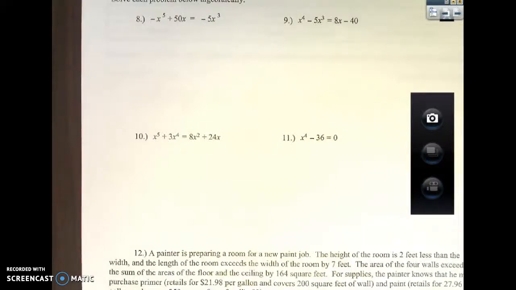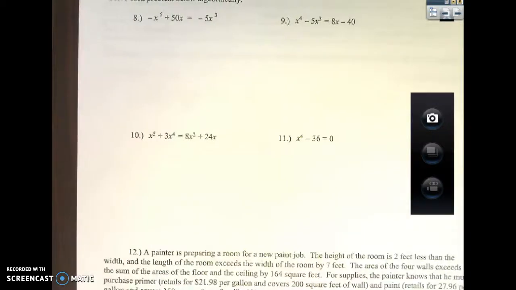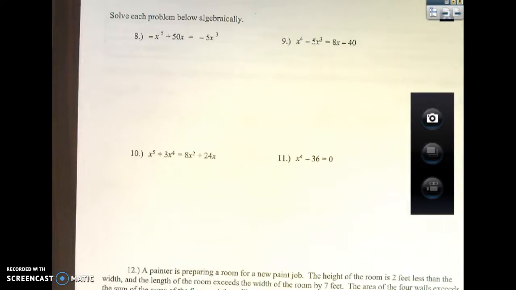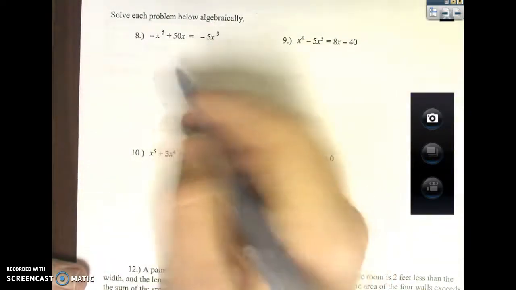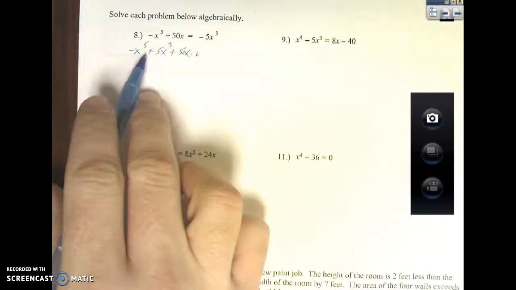Okay, ladies and gentlemen, this is the second video to wrap up our little second review for this test. So solve this problem below algebraically. I want to get everything on this side. So I get negative x to the fifth plus 5x to the third plus 50x equals 0. We always want our leading coefficient to be positive, so I'm going to divide everything by negative 1 right now.